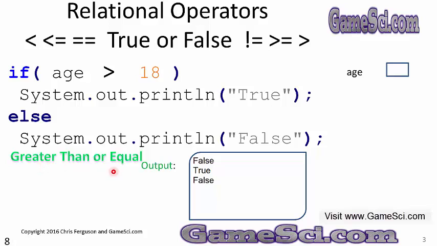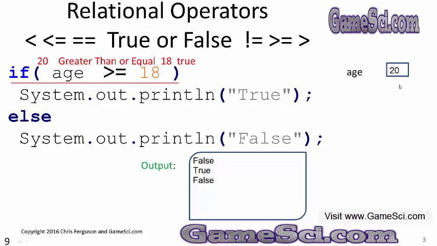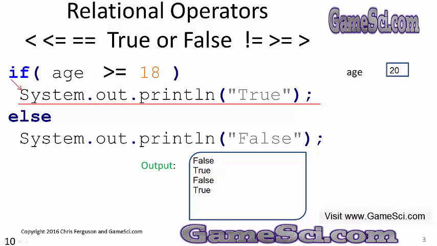Let's look at the greater than or equal to operator. We'll put 20 in the age variable. So at the time this code executes, we're looking at 20 greater than or equal to 18. 20 greater than or equal to 18 is very much a true statement. As a true statement, we'll select the true path. We'll output the word true, as you see it show up on the output down here.